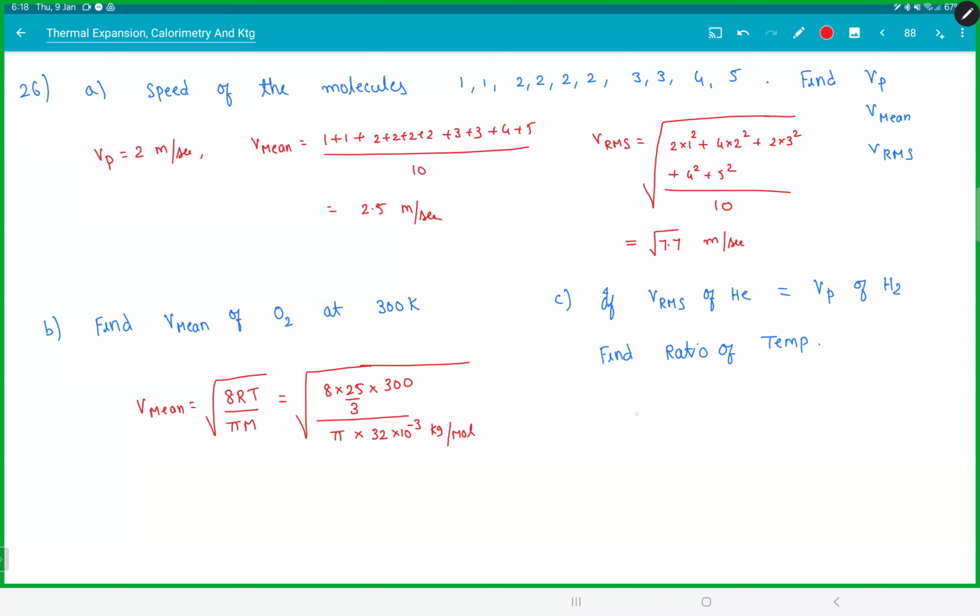What about this one? VRMS of helium. Helium RMS is root of 3R times temperature of helium, molecular weight is 4 into 10 power minus 3. V probable is root of 2R times temperature of hydrogen, molecular weight is 2 into 10 power minus 3. Open the square. In the denominator, 10 power minus 3 goes off. So this is 3 times temperature of helium by 4. The 2 will cancel. This is temperature of hydrogen. So temperature of helium by temperature of hydrogen is 4:3.